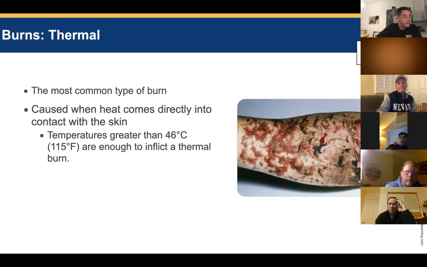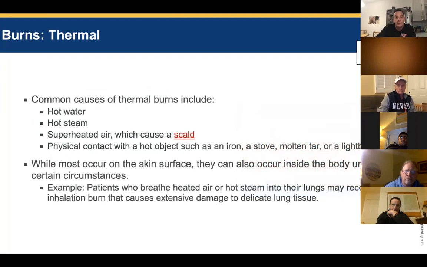All right. So thermal burns are the most common type of burn, and are caused when heat comes directly into contact with the skin. 115 degrees is enough to inflict a thermal burn. Common causes of thermal burns include hot water or steam, superheated air, which causes a scald, and physical contact with a hot object such as an iron, stove, molten tar, or light bulb.